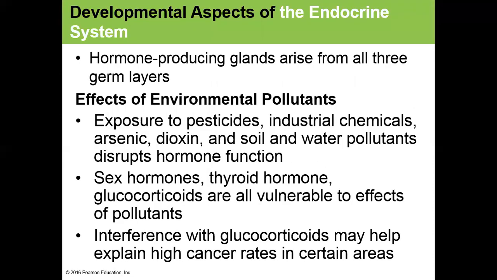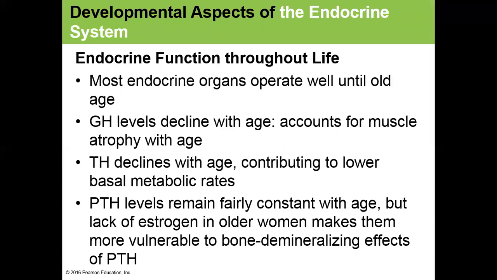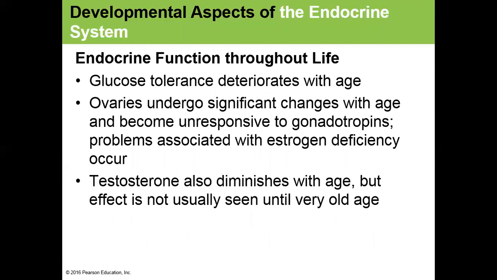And then I don't test on developmental stuff, but we have some glands, right, that won't start releasing the hormones until we reach like puberty, for example, like your sex hormones. It's functional throughout your entire life, but then it kind of wanes down. So growth hormone levels decline. We already know that the thymus atrophies, so that means that those levels are going to decline as well. Let's see, glucose tolerance deteriorates with age. Ovaries undergo significant changes as you get older, and even testosterone. But men, as long as men are living, they could potentially make babies. Just putting it out there.